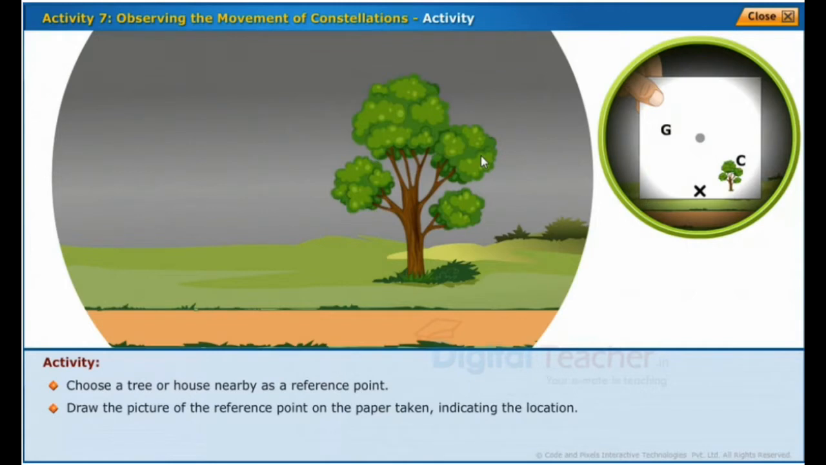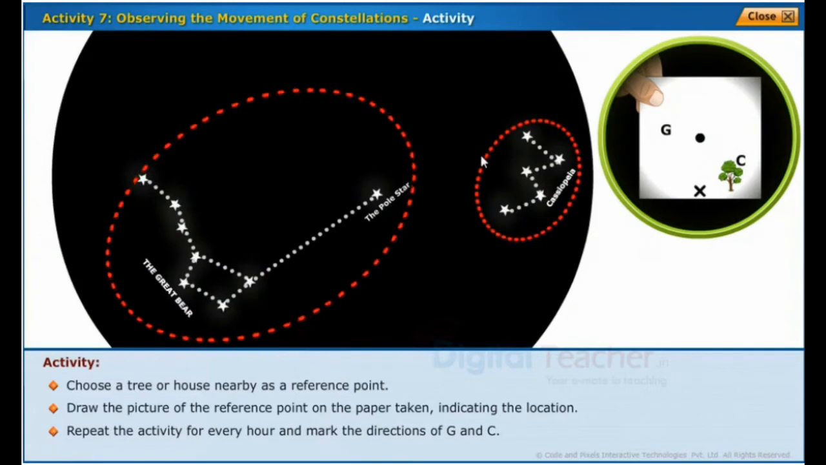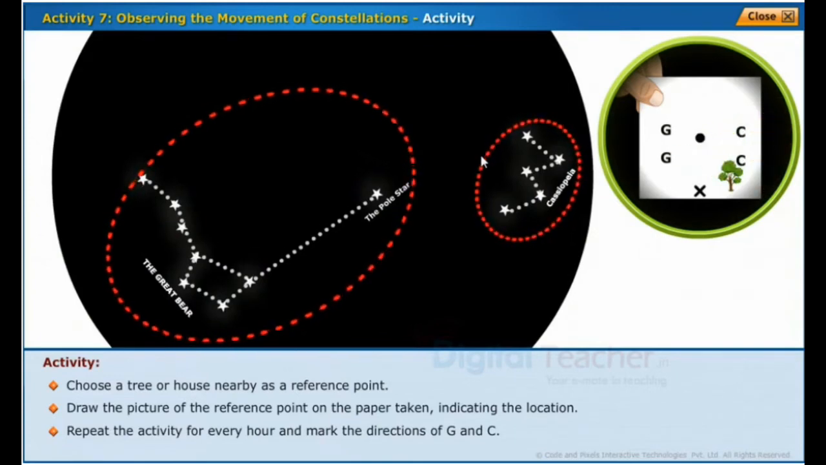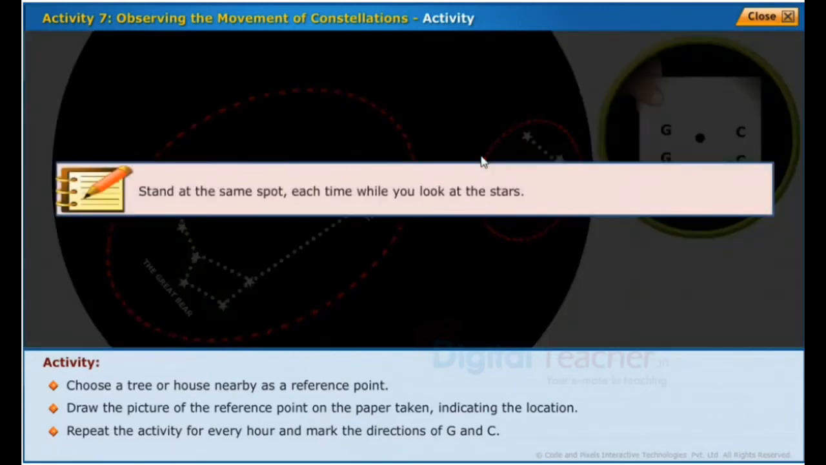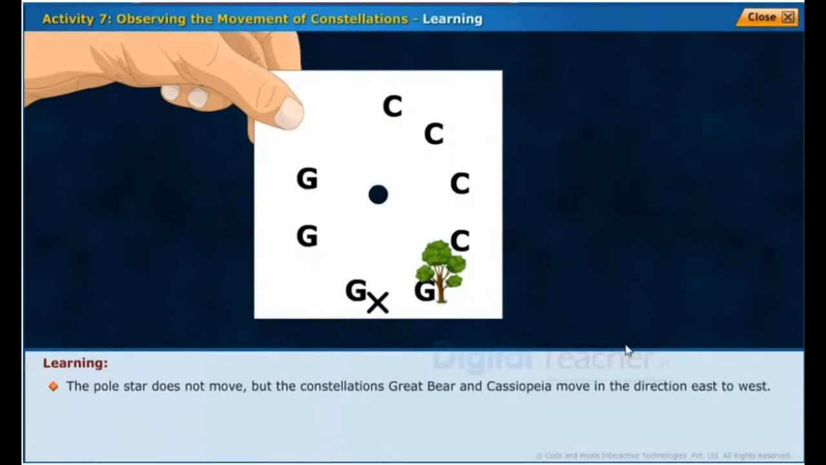Repeat the activity for every hour and mark the directions of G and C. Stand at the same spot each time while you look at the stars. The direction of constellations of the Great Bear and Cassiopeia change from time to time. The pole star does not move, but the constellations Great Bear and Cassiopeia move in the directions east to west.